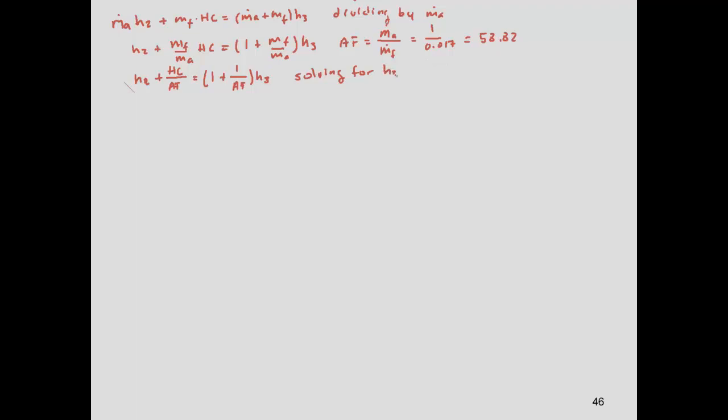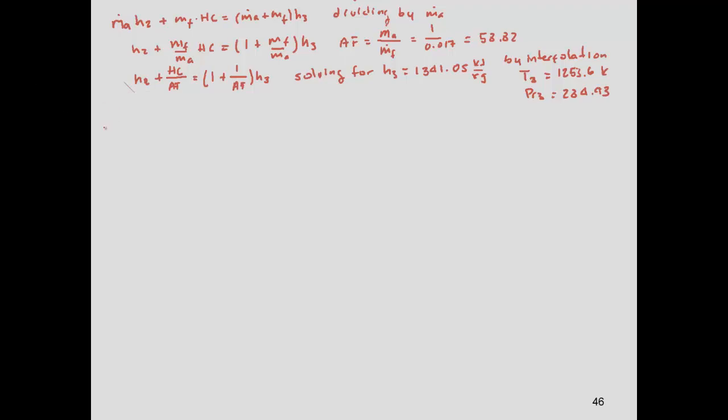So solving for H3 and substituting, we'll have 1,341.05 kilojoules per kilogram, and by interpolation we can find that T3 is equal to 1253.6 Kelvin, and PR3 equals 284.93.